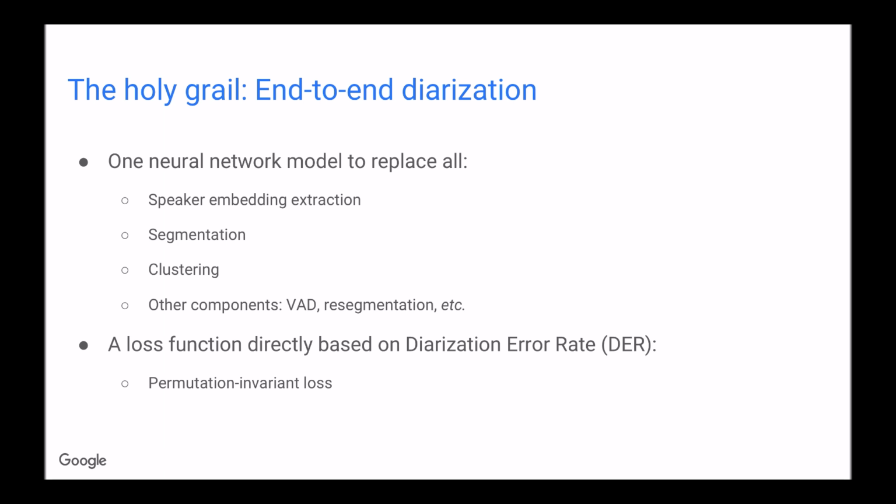To do this, the most important part is to design a loss function that's directly based on diarization error rate. This means that this loss function needs to be a permutation invariant loss.